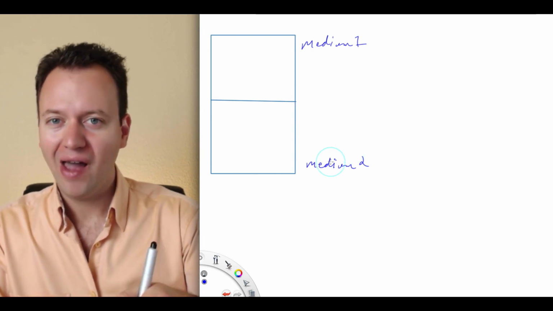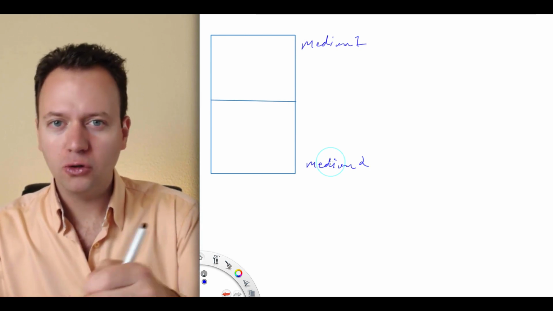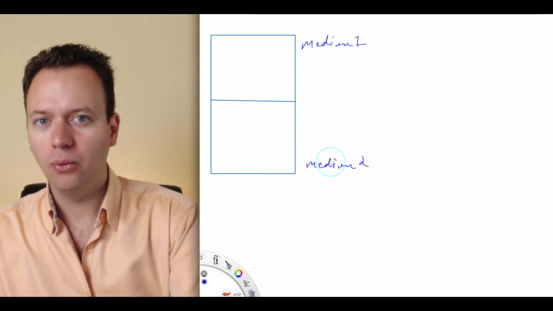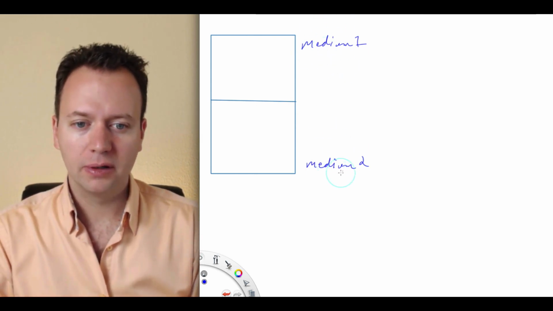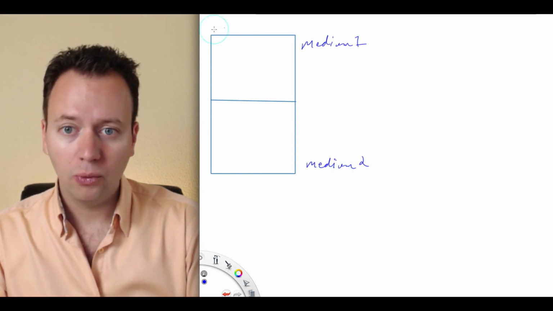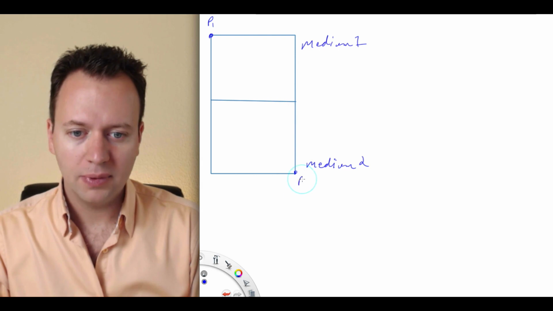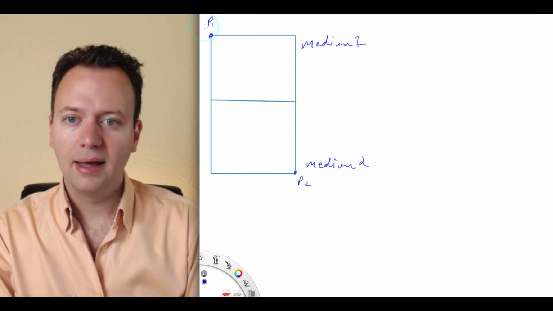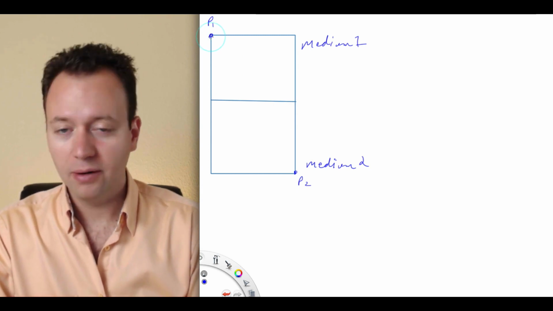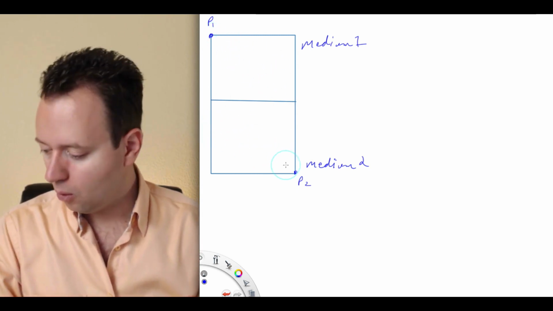Is it traveling through a vacuum? Is it traveling through air? Is it traveling through nitrogen gas? Is it traveling through liquid water, salt water, something like this? So we have two different mediums through which the light ray will travel. And the light ray travels from P1 to P2. So maybe there's something down here that you're looking at, and you're going to see it with your eye up here at P1. So maybe medium 1 is air and medium 2 is water.